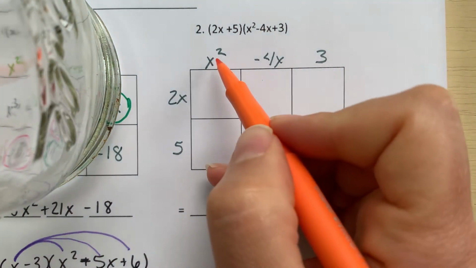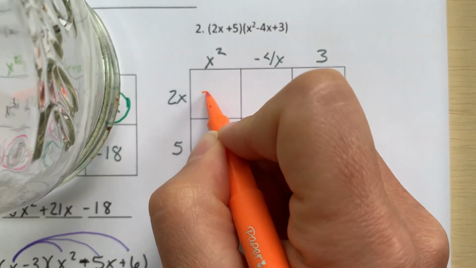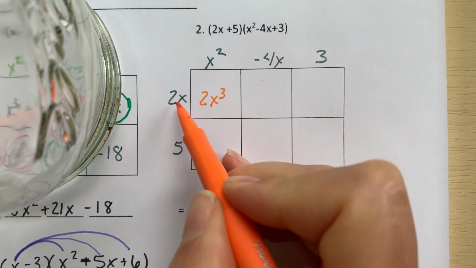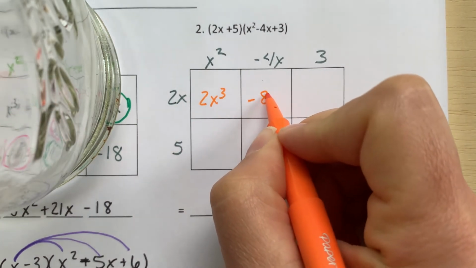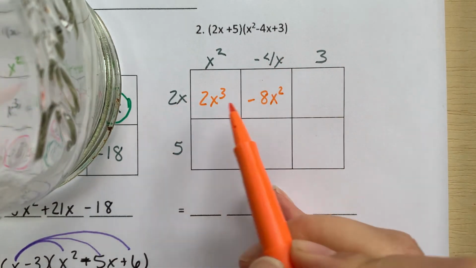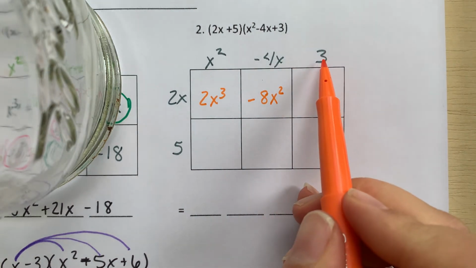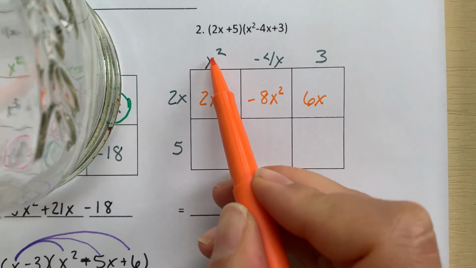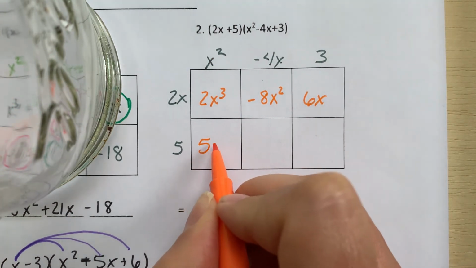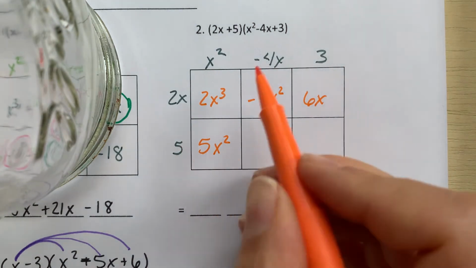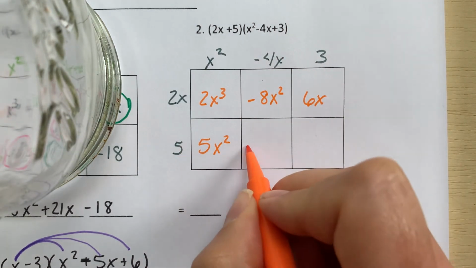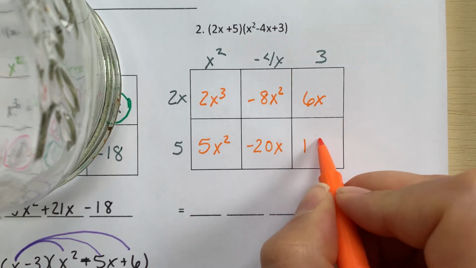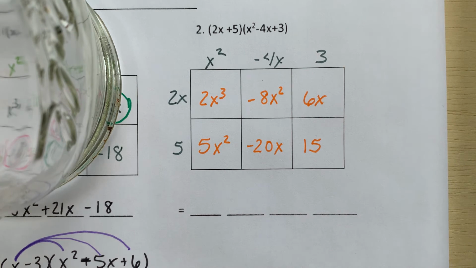So I'm going to do x squared times 2x, which is 2x cubed. Negative 4x times a positive 2x is a negative 8x squared. Notice x times x is x squared. 3 times 2x is a 6x. x squared times 5 is a 5x squared. Negative 4x times 5 is a negative 20x. And 5 times 3 is 15.